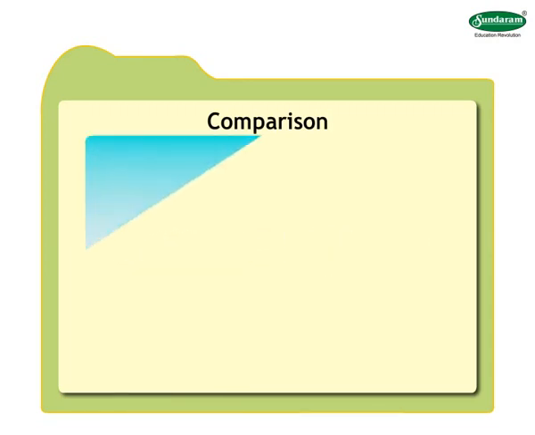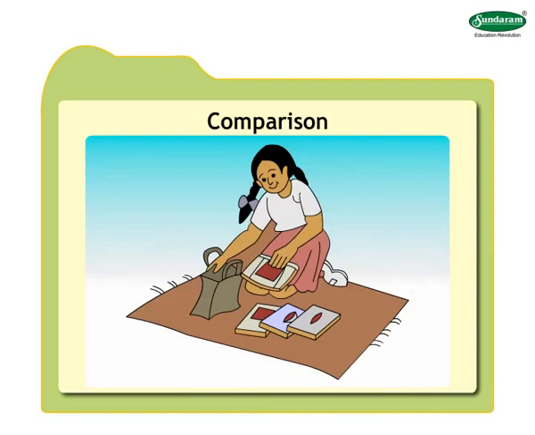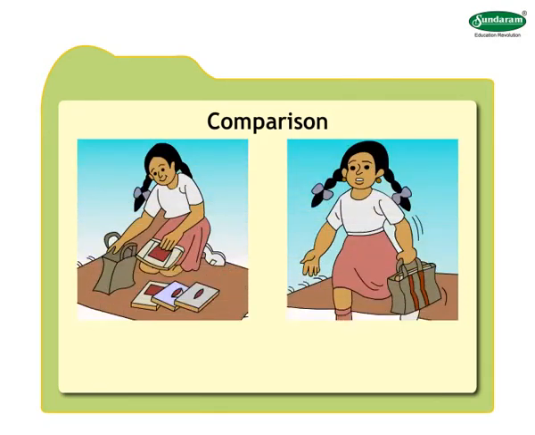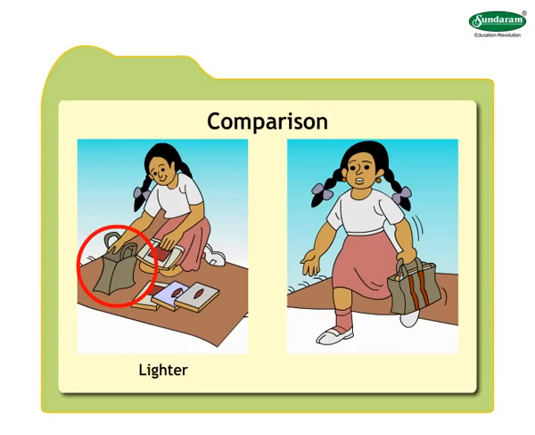Now, look at the picture alongside. The girl is holding an empty bag and books are on the floor. Now, the girl has put all the books into that bag. What do you think, children? Which bag is heavier and which is lighter? Yes, the empty bag is lighter in weight, while the bag full of books is heavier than the empty bag.